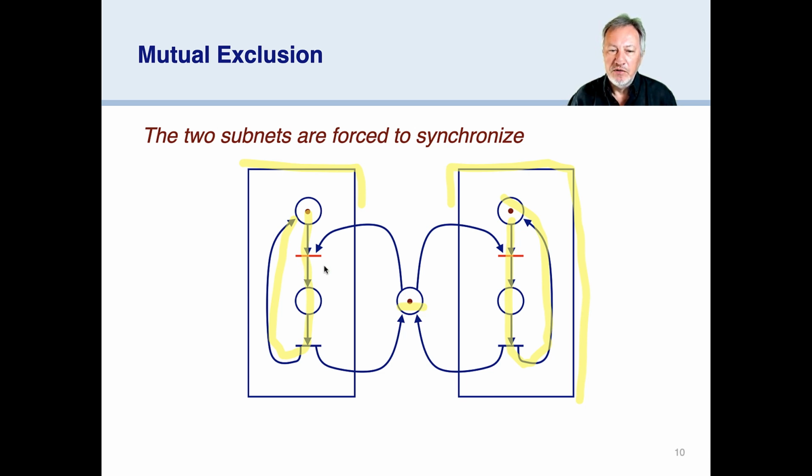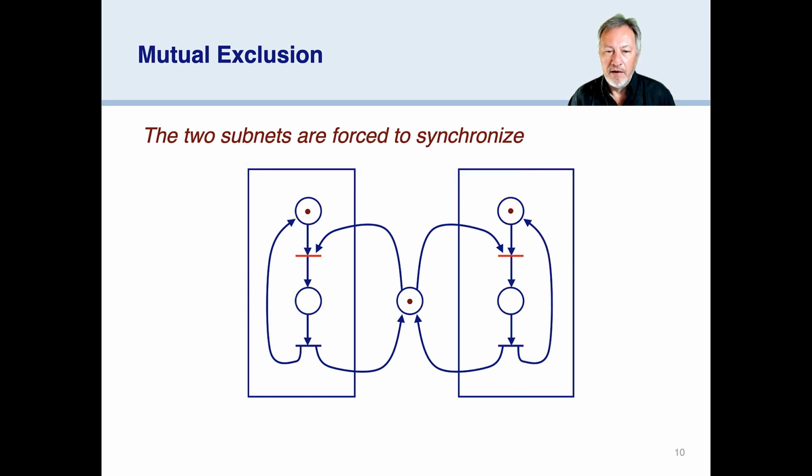In other words, these parts of these subnets can be considered to be critical sections. So this token here is representing either a shared resource or a semaphore. So in order to enter the critical section, this subnet on the left needs not only its flow of control to be activated, but it also needs this token to be available, the shared one.